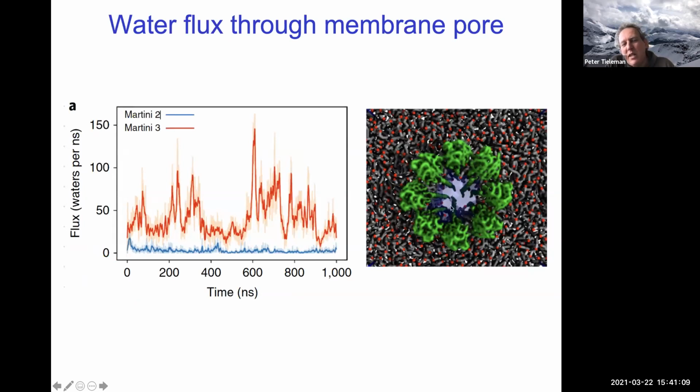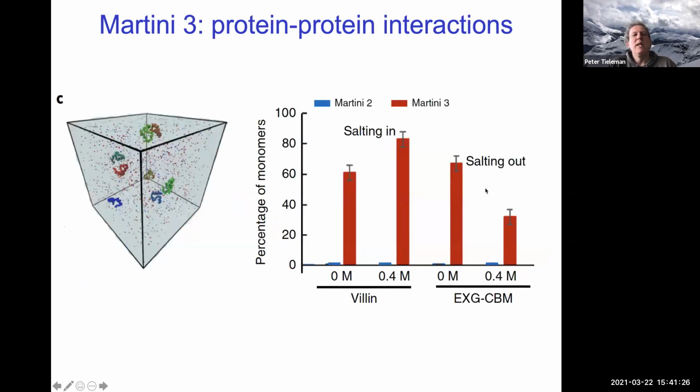So the channel was basically not conducting for water at all in Martini 2, but it actually gives permeation that is comparable to atomistic with Martini 3. I think this is pretty remarkable given the simplified nature of water, but this relies on the smaller water particles. This is another example that I think is very important.